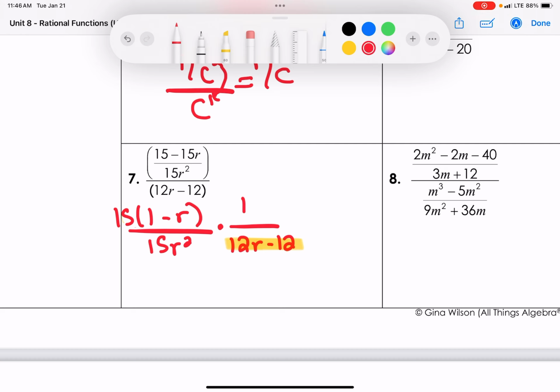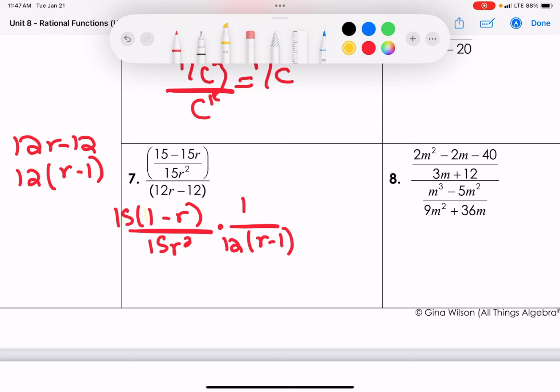All right, let's do the 12r. If I have 12r minus 12, I could factor out a 12. So if I take out 12, now I'm left with r minus 1. All right, so I'm going to change this: 12 times r minus 1. We can't simplify anymore, but what I do notice is I have 1 minus r in the numerator and r minus 1 in the denominator.